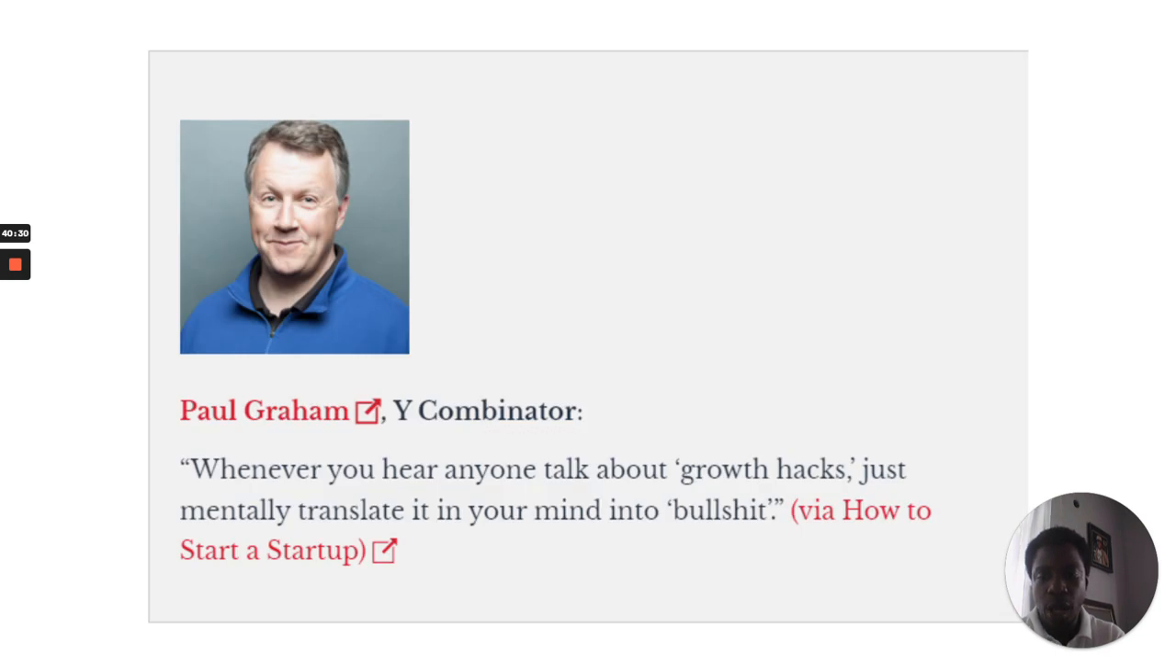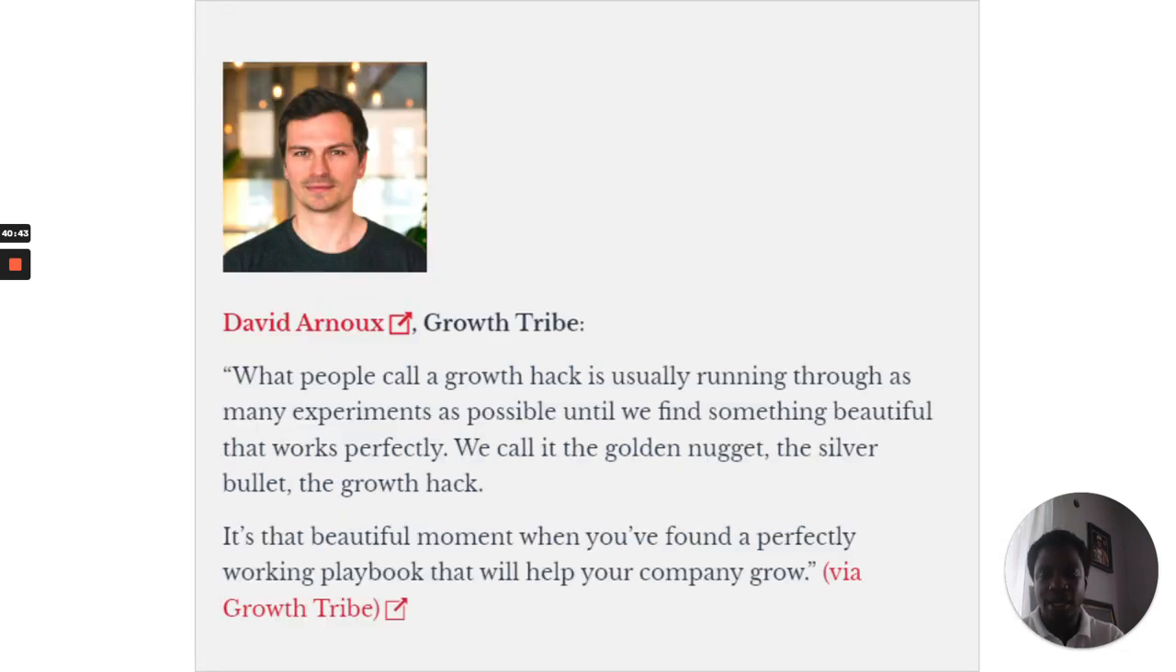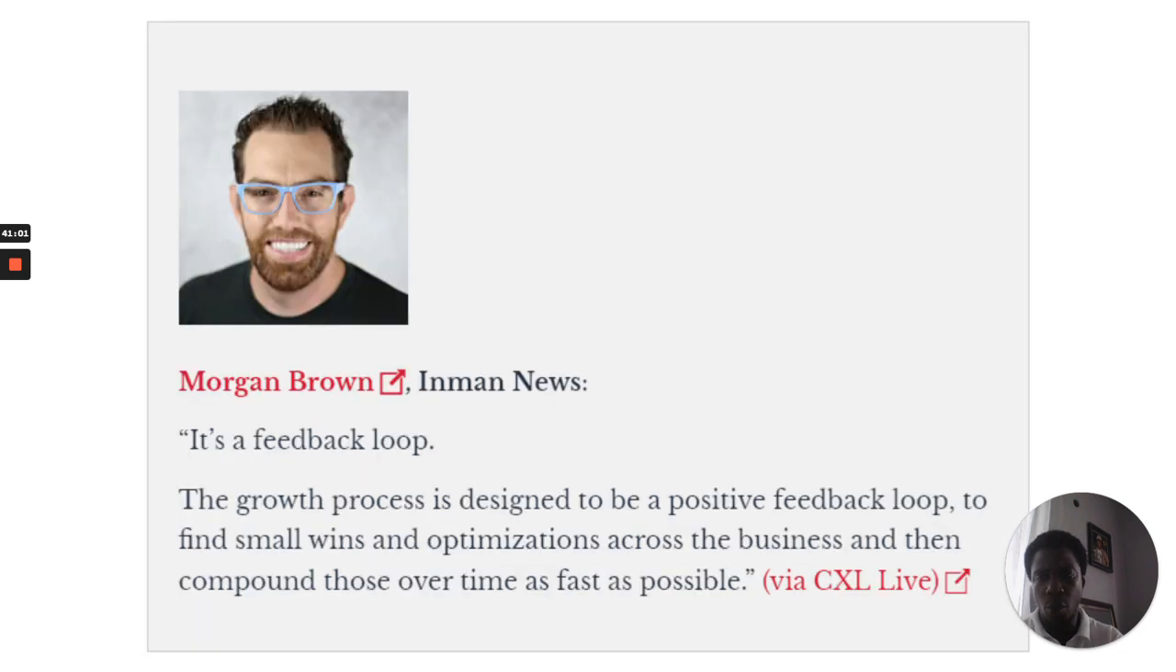So Paul Graham says something. He said, whenever you hear anyone talk about growth hacks, oh, we're growth hacking something, just mentally translate it in your mind to bullshit. And why is that? David said something. He said, what people call growth hack is usually running through as many experiments as possible until we find something beautiful that works perfectly. We call it the golden nugget, the silver bullet, the growth hack. It's that beautiful moment when you find a perfectly working playbook that will help your company to grow.